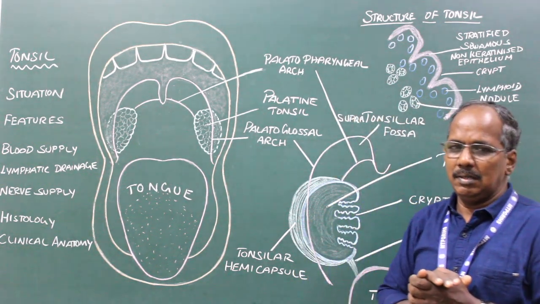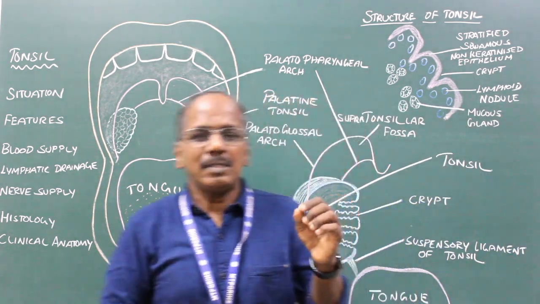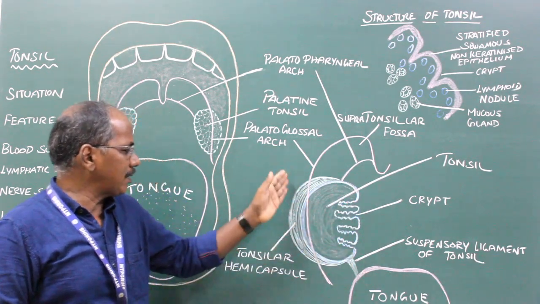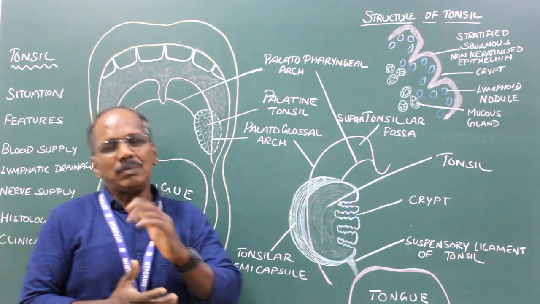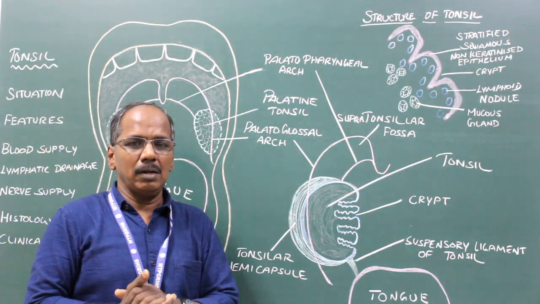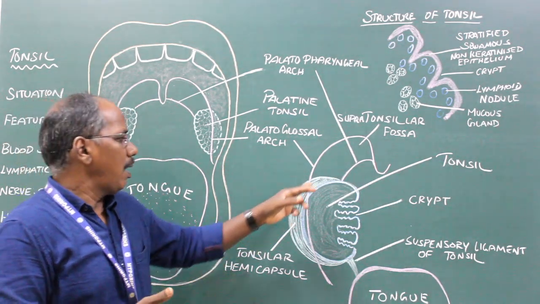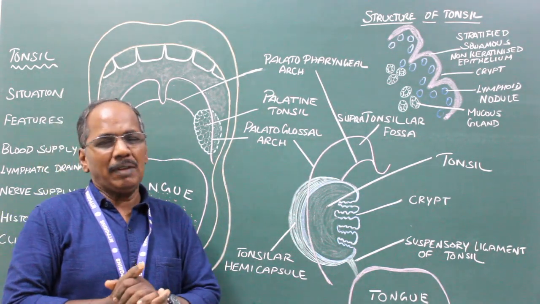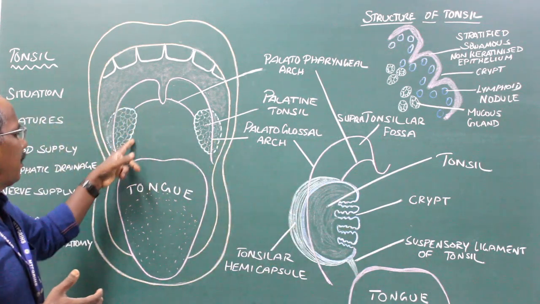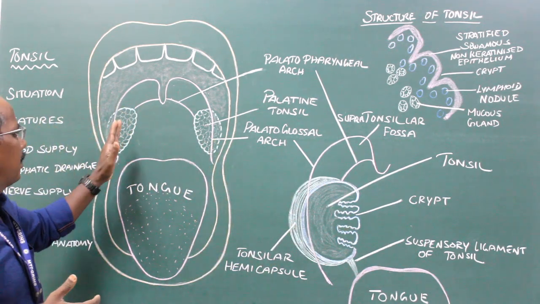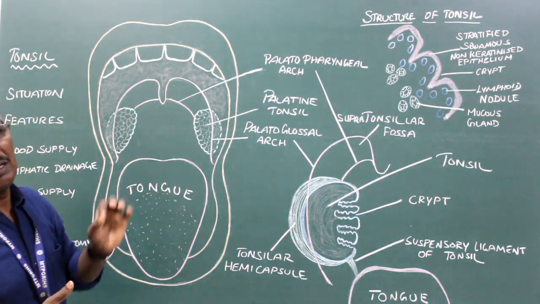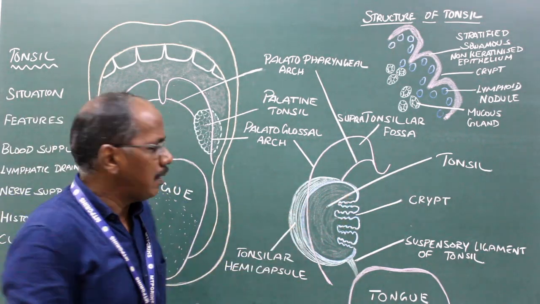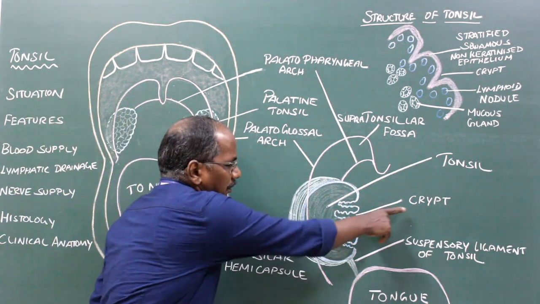External features: the tonsil has two surfaces, medial surface and lateral surface, two borders, anterior and posterior borders, and two poles, upper pole and lower pole. Medial surface: the medial surface is directed towards the oral cavity or oropharynx, and it is characterized by the presence of crypts.